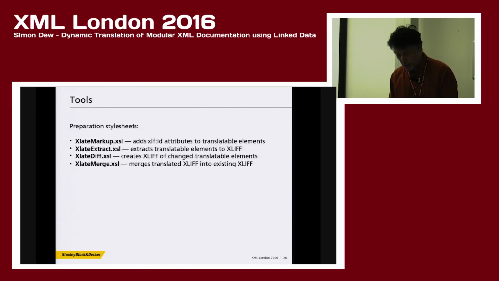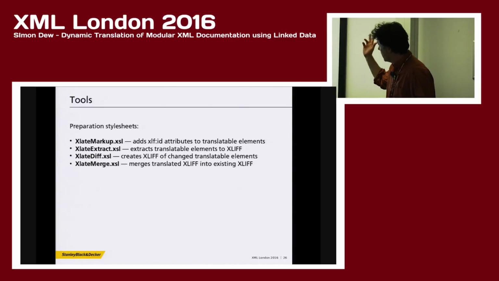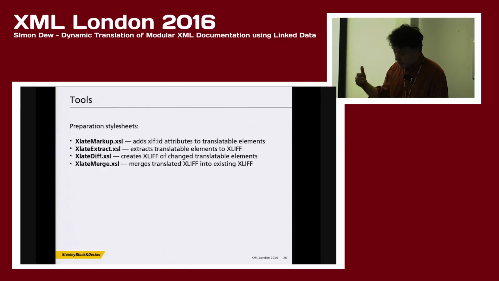We can divide the style sheets into three groups. First of all, we have style sheets which enable authors to prepare the document for translation. So with these you can mark up the documents for translation, add the XLIFF IDs, extract translatable elements to an XLIFF file, create a differential XLIFF file of new or changed elements, or patch new translations into an existing XLIFF file.